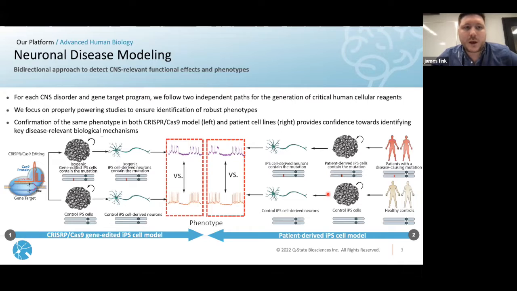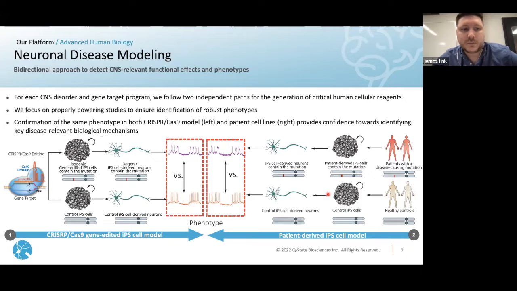The way we approach phenotyping at QState is we do this bidirectional approach. In parallel, we both screen CRISPR edited induced pluripotent stem cell models, as well as those derived from patients and often familial controls. The idea is to get you to the same answer, and that would really give you the confidence that your phenotype is disease relevant and is of target relevance. This is something that's a little easier said than done. Again, there's line-to-line noise, and so of course you want to be able to do this across tens of cell lines to really establish confidence in your phenotype.